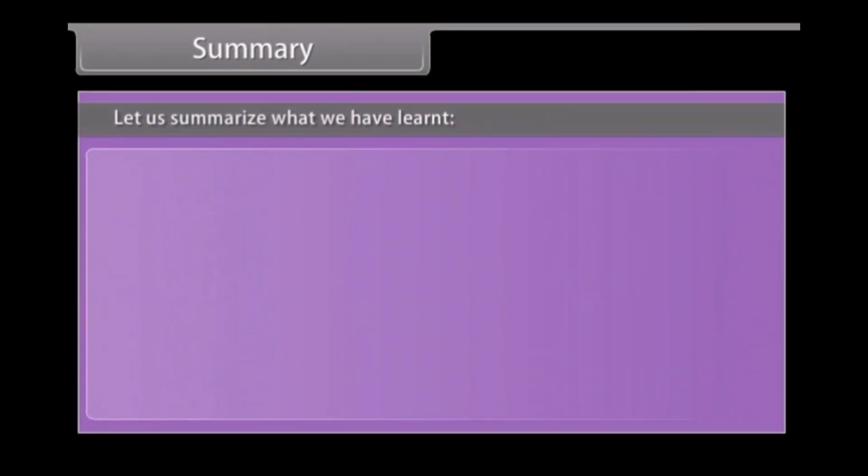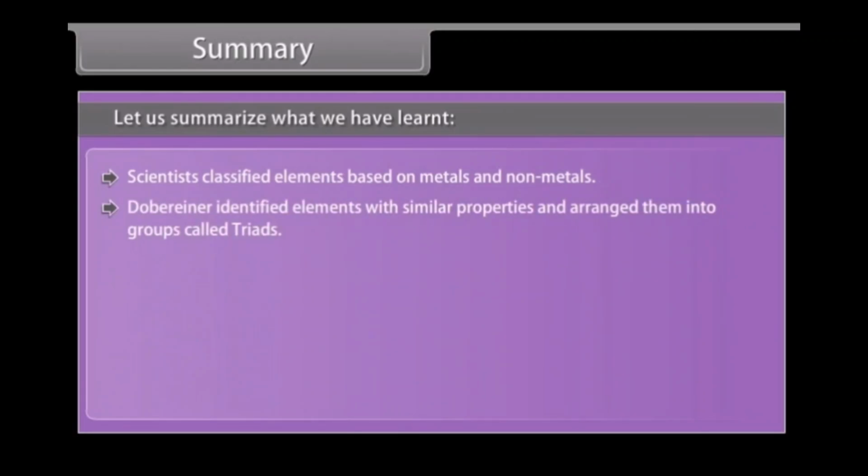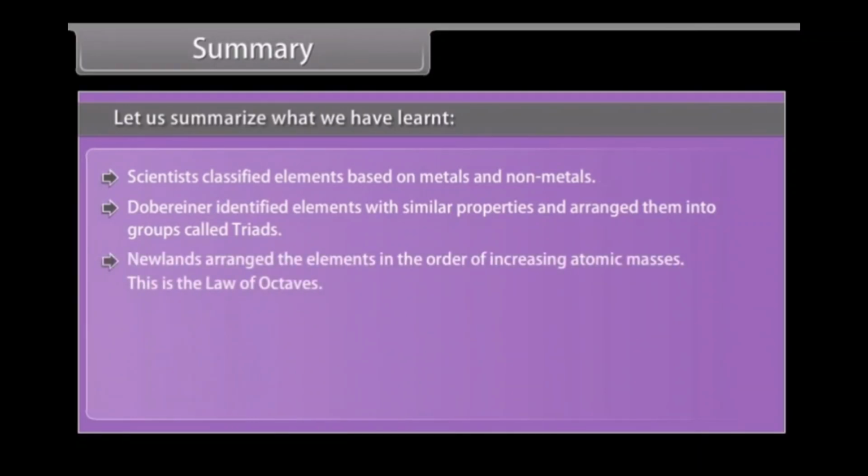Summary. Let us summarize what we have learned. Scientists classified elements based on metals and non-metals. Dobereiner identified elements with similar properties and arranged them into groups called triads. Newlands arranged the elements in the order of increasing atomic masses.